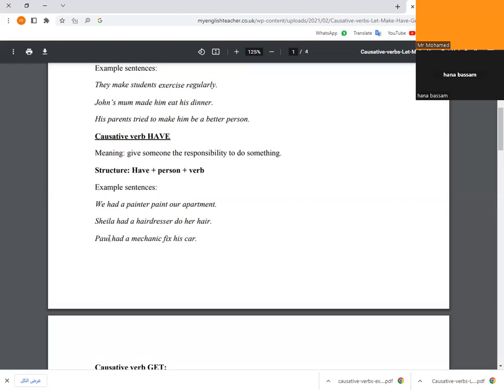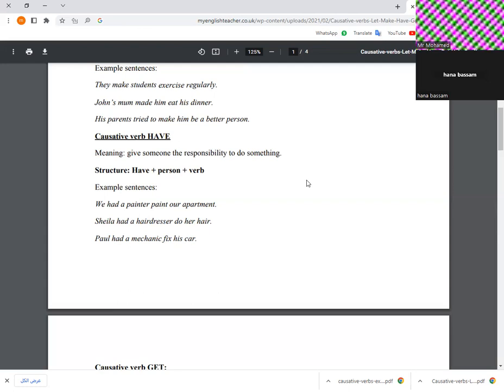So Paul had a mechanic fix his car. So we start by subject Paul and then had, and after had we use here the person who is going to do something for us, and then the main verb fix, and then the rest of the sentence. So could you give me your own example, Hannah? I'm going to give you my own example for have.